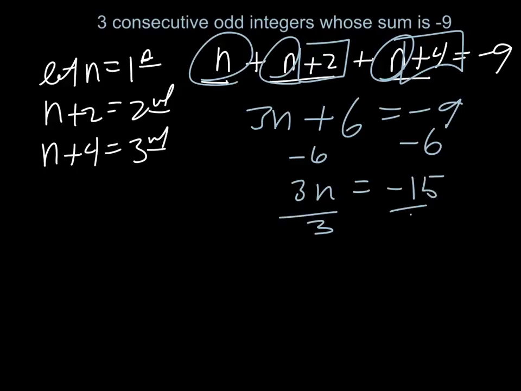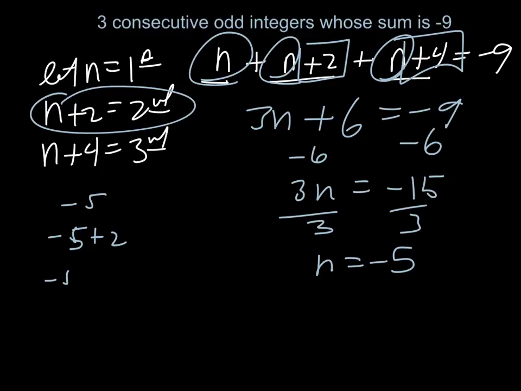Divide off your 3. N is negative 5. You have to be really careful, okay? Because my first number is negative 5. My next number is negative 5 plus 2, right? Isn't that what it says right there?